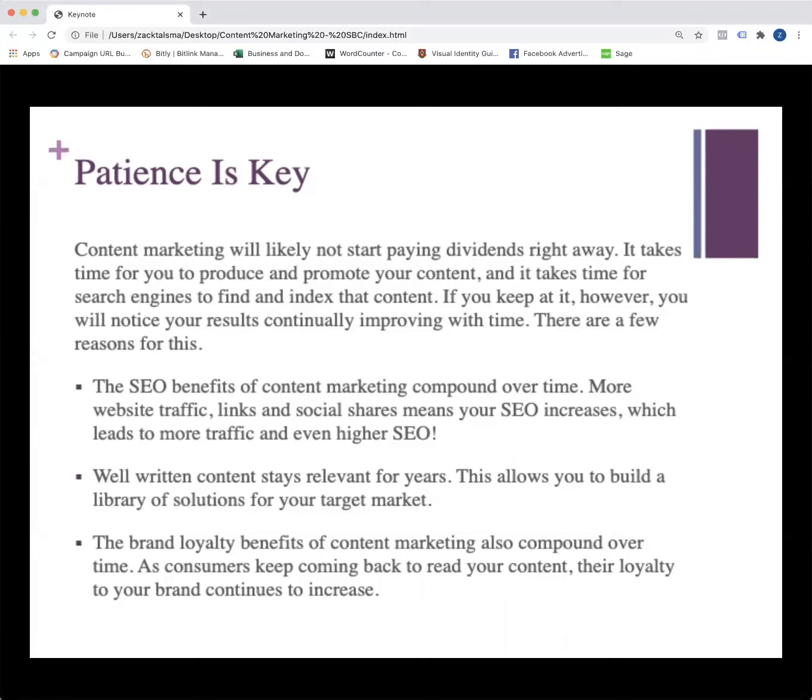And then the brand loyalty benefits also compound over time. If they've read one article, they might be a little more apt to do business with you or to continue doing business with you. If they've read 10, 15 articles over the course of a year, now they're really going to want to do business with you because they really understand where you're coming from, and really look at you as an expert at what you do. So all these things, as you get more content and more time, will improve, and it kind of snowballs.